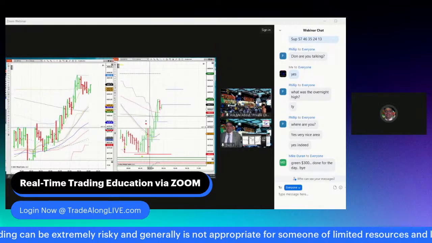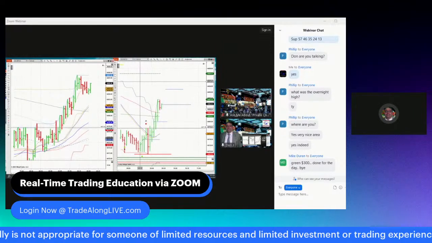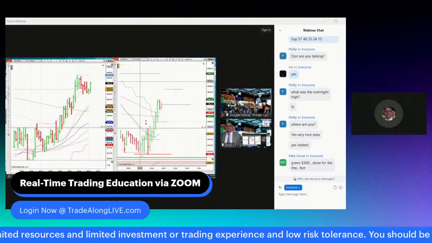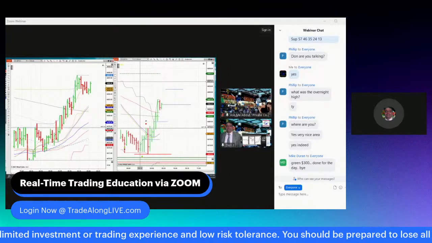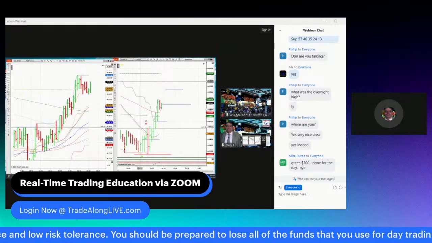I'll put these lines on here, and the reason I put these lines on here kind of gives me a reference point. I'm a visual type person. I can see them. For me, it's easier to do that.